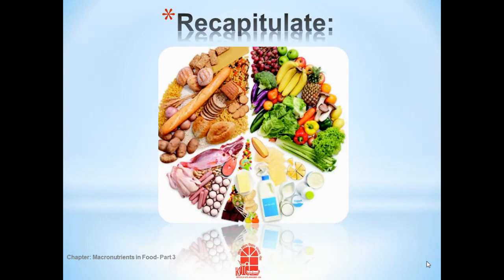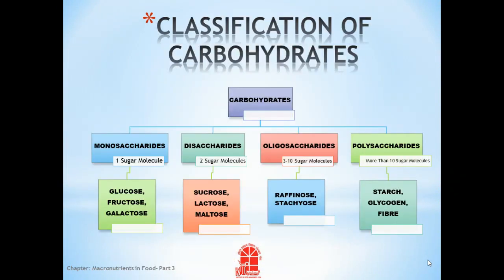Let us just recap what was done in the previous session. Well, I had spoken about the classification of macronutrients. The first one I did was carbohydrates. I had spoken about the classification of carbohydrates. This flowchart represents the broad classification of carbohydrates.